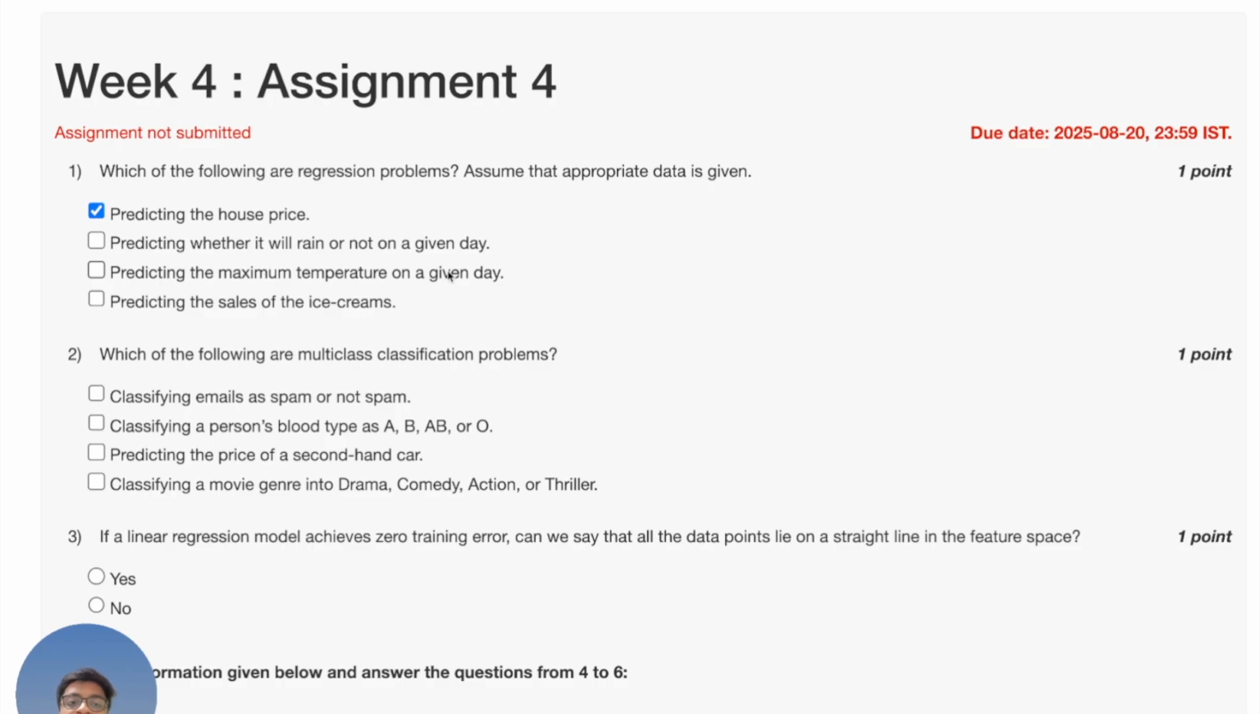So it's a classification problem for sure. It's just been classified into yes and no. So we'll not consider this option as a regression problem.